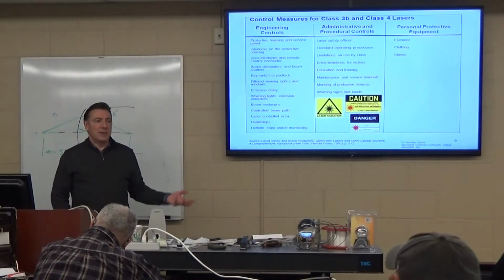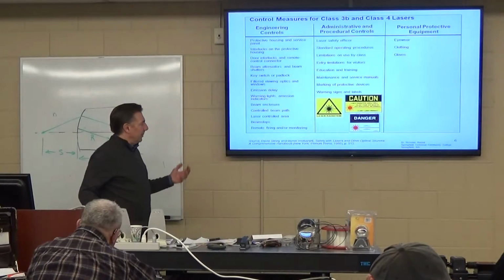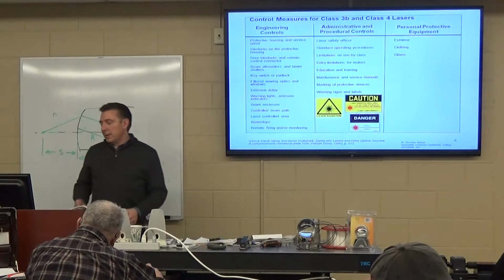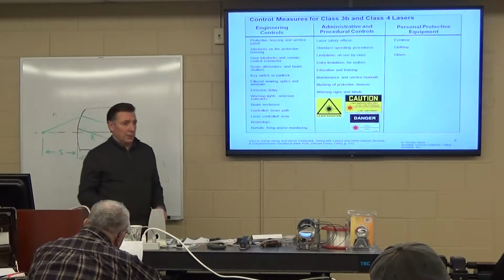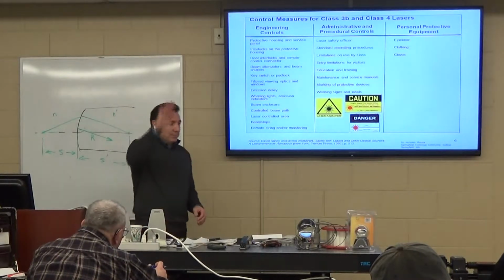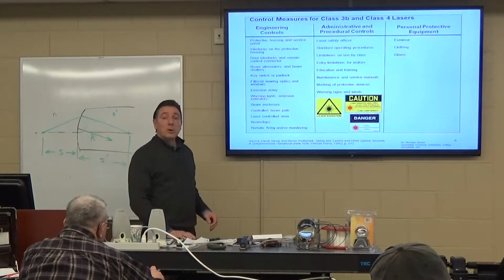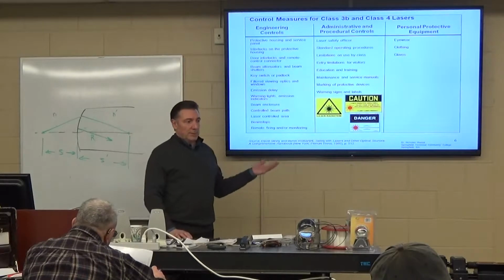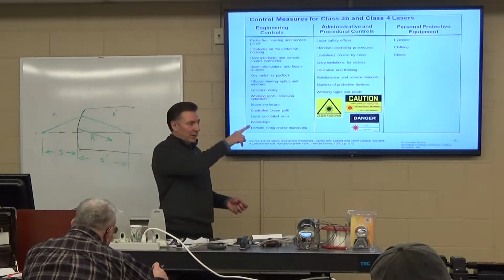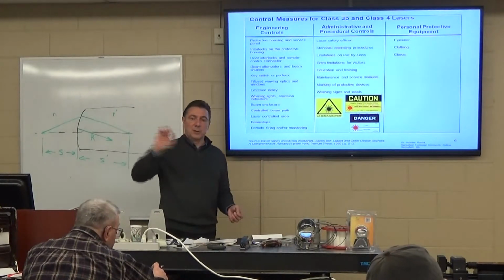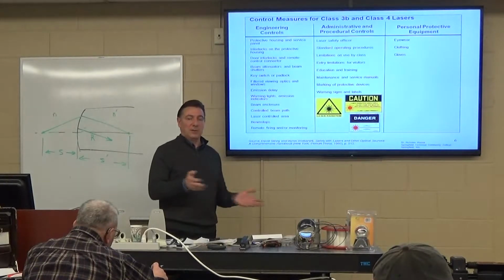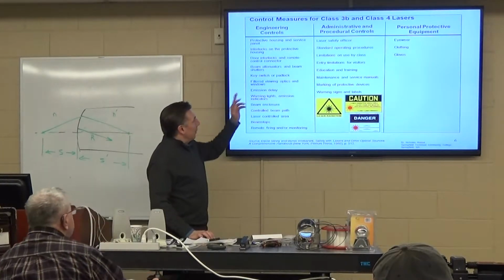Anything mechanical that can be used to prevent access to the beam is important. Then there are administrative and procedural controls. There's a whole slew of things you can do just to warn people that there are lasers in this room. Every door that we have here has a sign that says danger, laser beam. So as soon as you walk in, you know there's something going on.